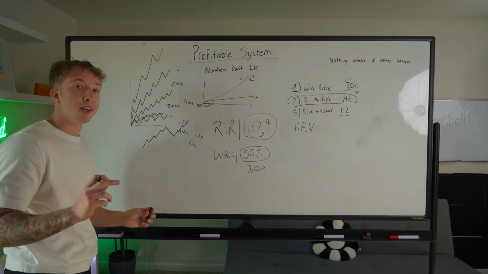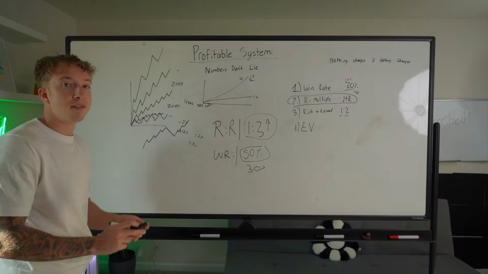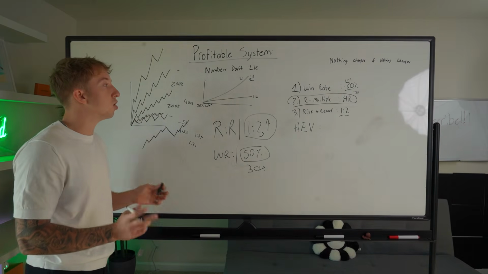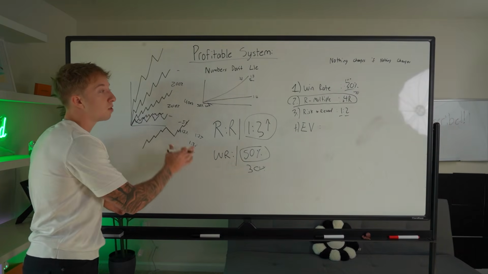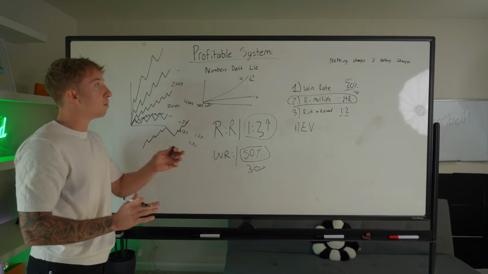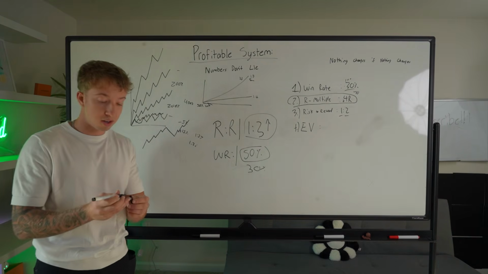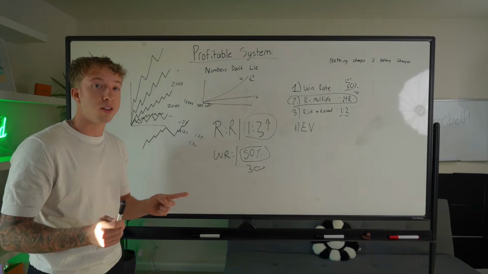The way that we trade, we can get away with a lower win rate, but imagine having a high win rate with how we trade. It gives you a cushion. And this is all just numbers. It's a systematic way of trading. Numbers do not lie. Nothing changes if nothing changes. So you guys know exactly what you need to do.